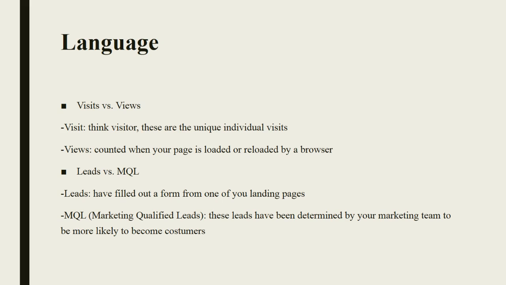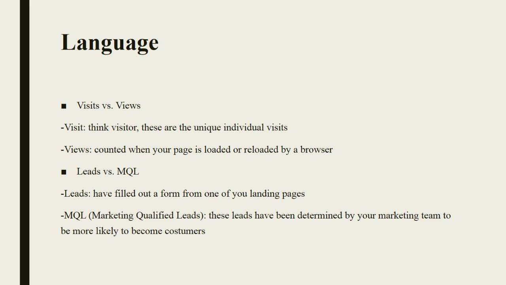So language is very important. A big one is visits versus views. A lot of people, especially people that are new to marketing, get these two confused. An easy way to think about it is visits are visitors. They are the unique individual visitors that visit your website, while views are counted when your page is loaded or reloaded by a browser.